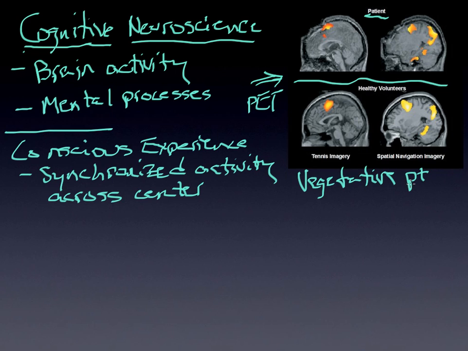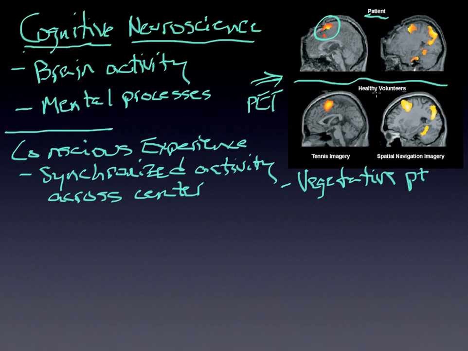a vegetative patient that we might prompt, or even a person who's paralyzed, we might prompt them to say, all right, what I want you to do is imagine for a moment that you're playing tennis. And what you see in this person, even though they're not moving, is we see this activity in the parietal area and the motor cortex and so forth that lights up as they're playing tennis.